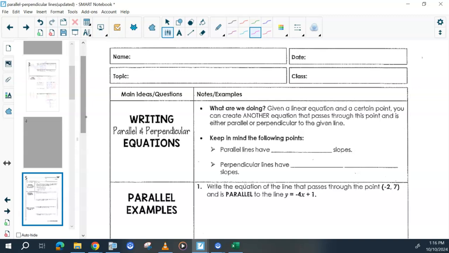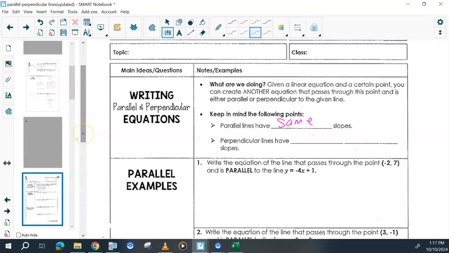And there are 2 parts to the parallel and perpendicular stuff. So we did part of it. Being able to determine are things parallel, perpendicular, or neither from different things, as well as being able to write an equation. So we have to keep in mind that parallel lines have the same slope and perpendicular lines have negative reciprocal slopes.